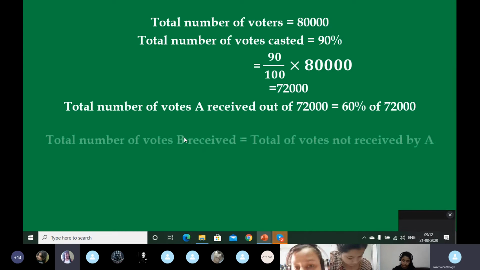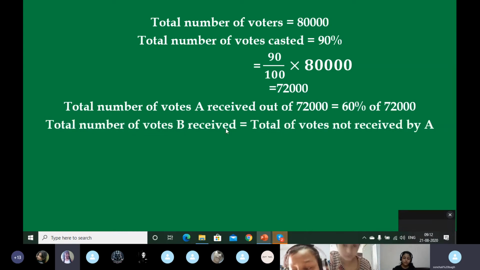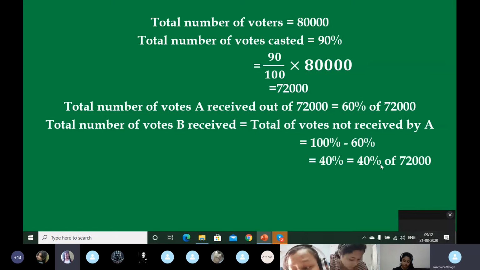That means the total number of votes B received is equal to total votes not received by A. Right or wrong? Yes, ma'am. So what will be? That is 100 minus 60, that is 40%. And that 40% is of how much? 72,000. That 40% is of 72,000, and calculate the value.